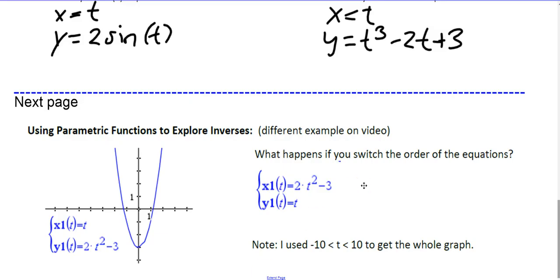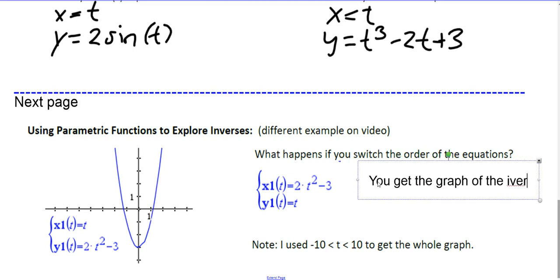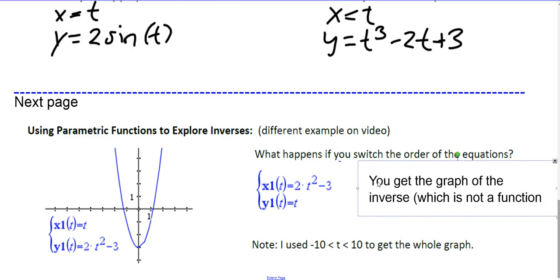Okay, so you might want to just write that down. I'm going to type it in because that would be easier to do neatly. You get the graph of the inverse, and I'm going to put which is not a function in x comma y form, rectangular form. Okay, so that's the end of the notes for right now.